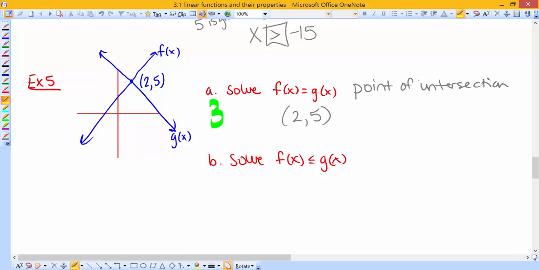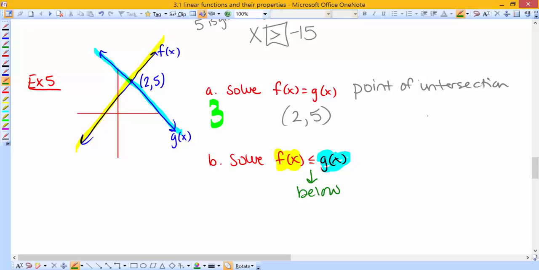So f of x, I'm going to make f of x yellow, so I'm going to highlight that yellow. I'm going to make g of x blue, so I'm going to highlight that one in blue. Now let's look at the inequality. This is less than.